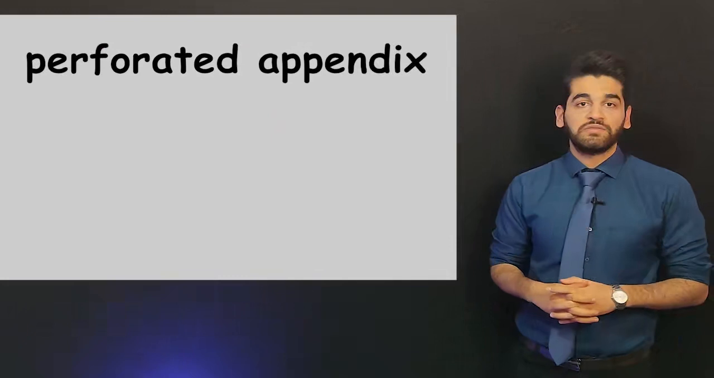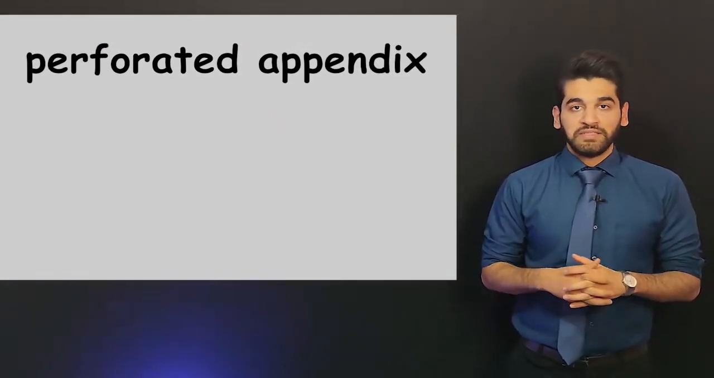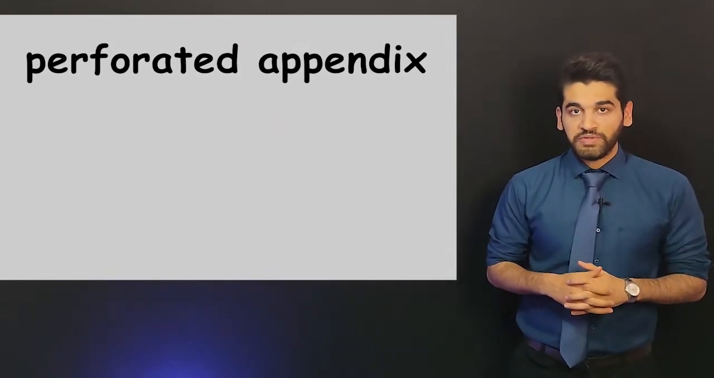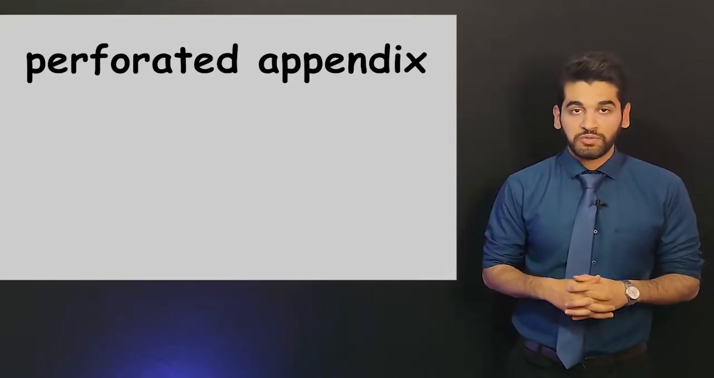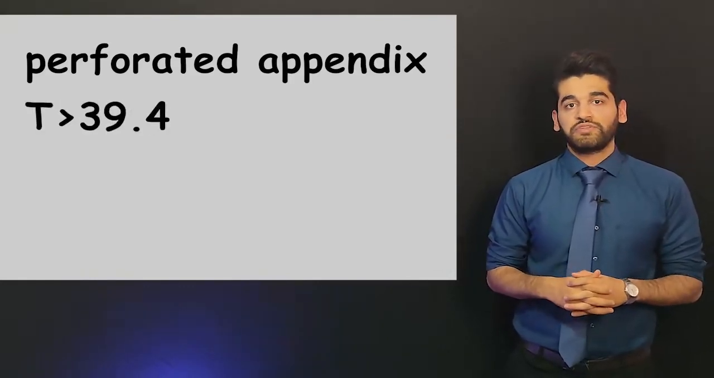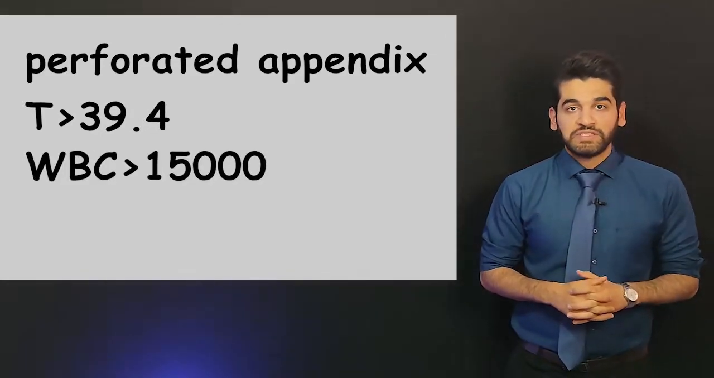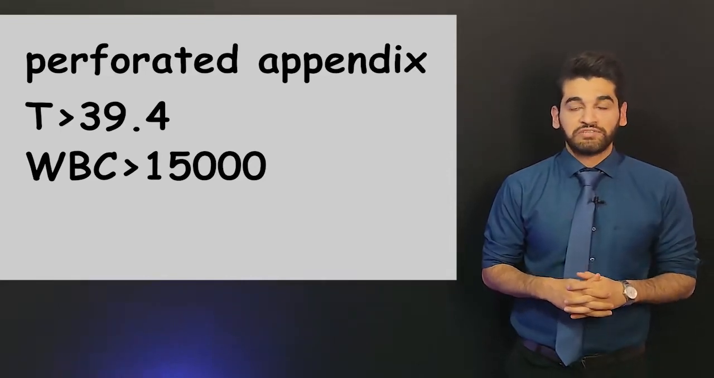Perforated appendix is also a differential diagnosis. Once inflammation and necrosis occur, the appendix is at risk for perforation, which leads to a localized abscess formation or diffuse peritonitis. Perforated appendix must be considered in a patient whose temperature exceeds 39.4 centigrade, whose white blood cell count is greater than 15,000 cells per microliter, and whose imaging studies reveal a fluid collection in the right lower quadrant.